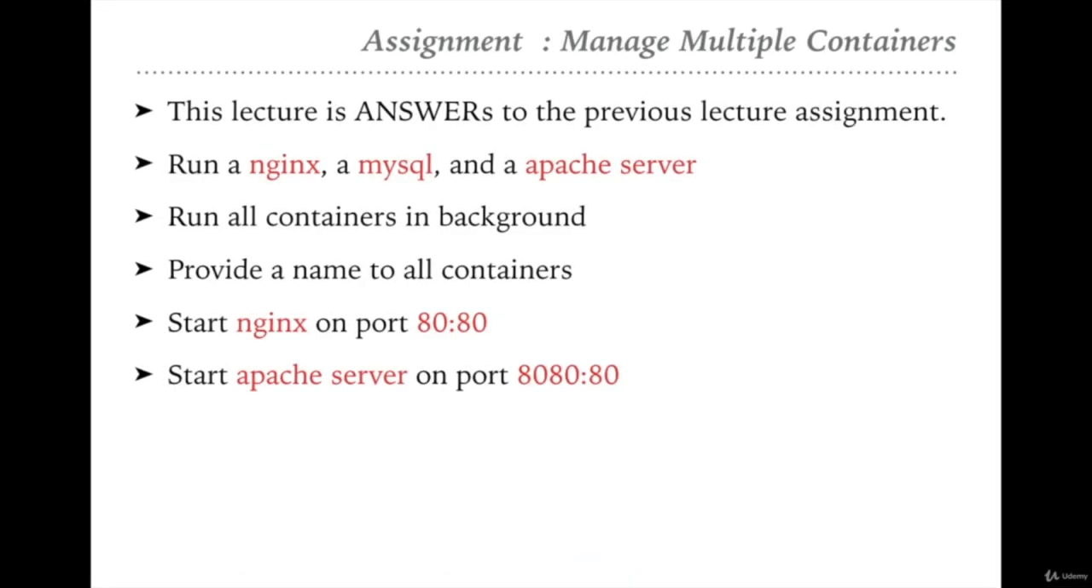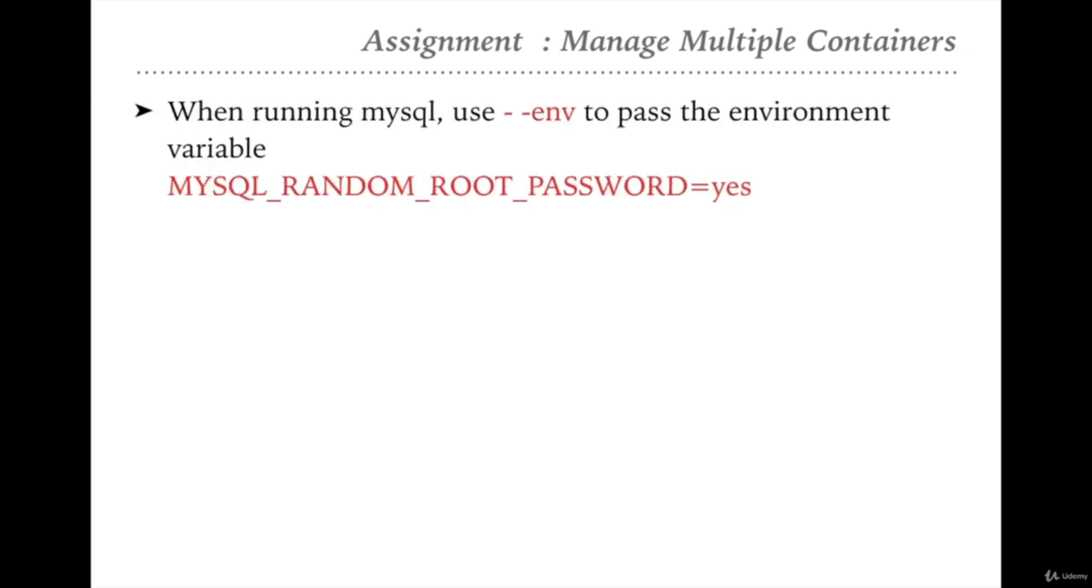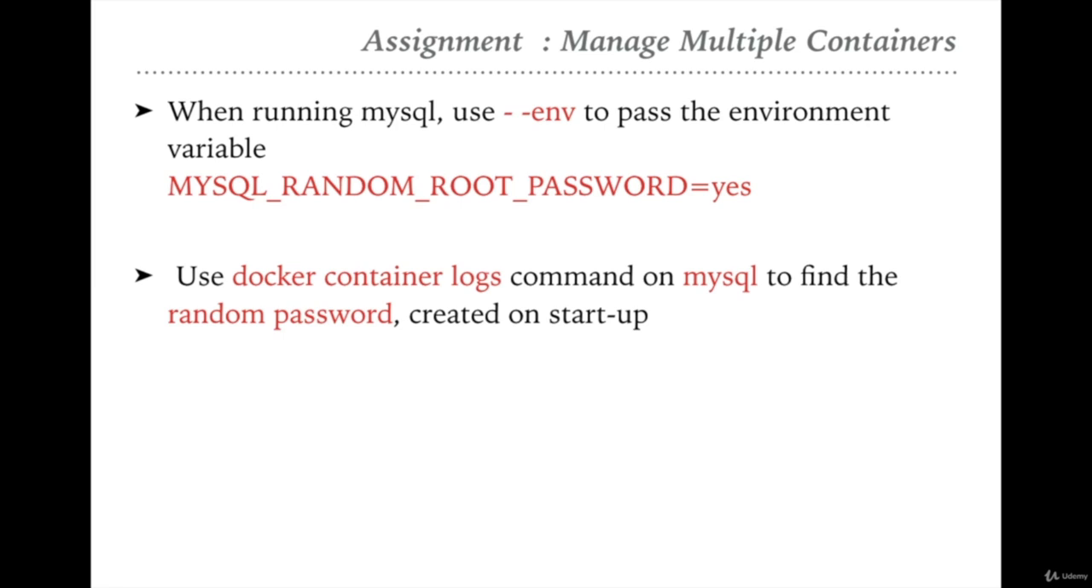So the third container which we plan to start is the MySQL container, and we should start it on port 3306 and inside the container as well port 3306. But we have some kind of prerequisite as well. The prerequisite to start the MySQL container is that we need to provide the --env environment variable to the MySQL container, right? And the environment variable is mysql_random_root_password equals yes. After this, we need to search for the random password in the MySQL container logs.